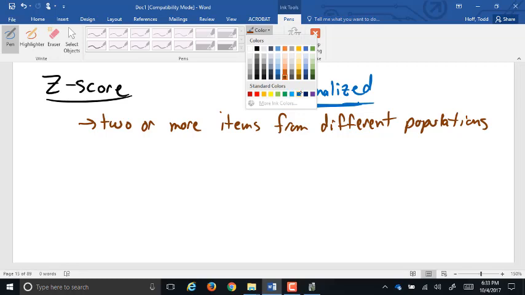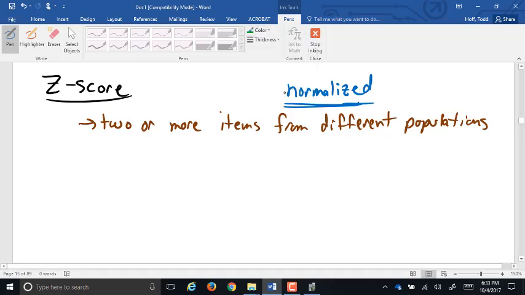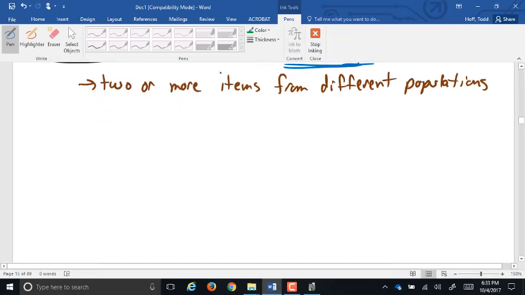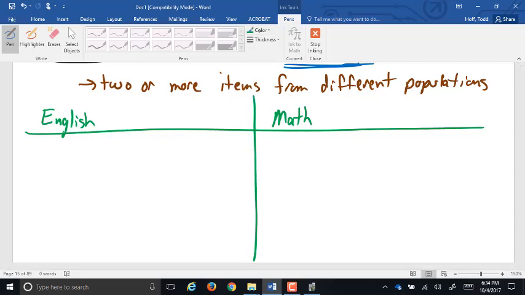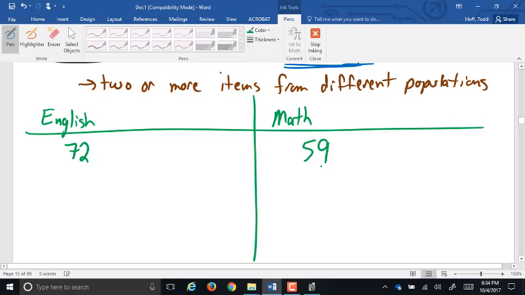Let's do the simple example here of test scores again. To get into school, you had to take a few tests, but let's say you had to take two tests. You had to take an English test and the most important one, the math test. Let's say your score on the English test was a 72 and your score on the math test was a 59. Does that mean you're horrible at math, should go home crying and forget about it?